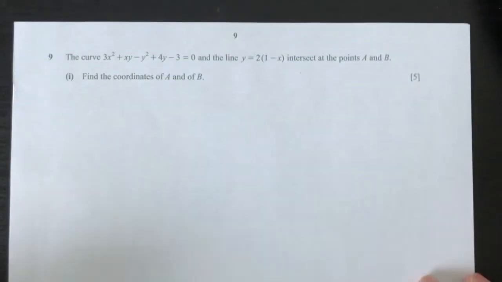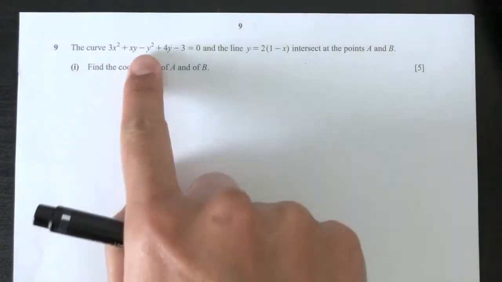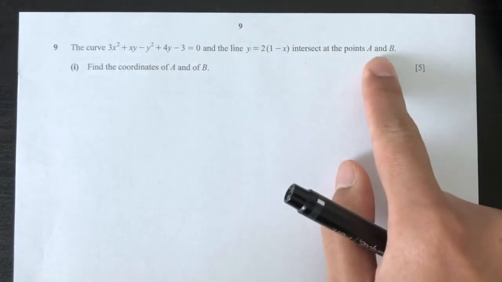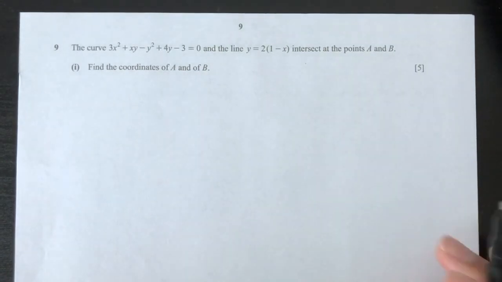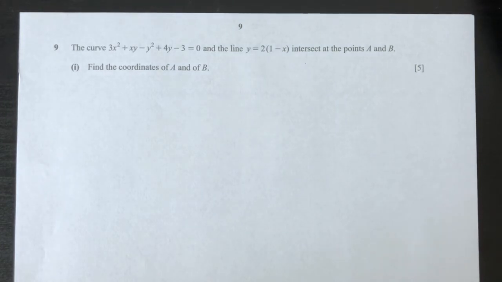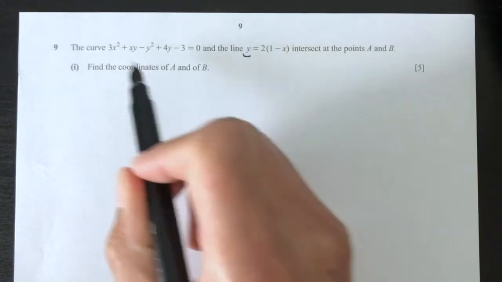Let's move on to question number 9. We have a curve given by this equation, and the line of y intersect at 2 points A and B. The first question is to find the points A and B. So how do you find points of intersection? You have to solve your simultaneous equations. So here we have y, have to replace back in your equation.